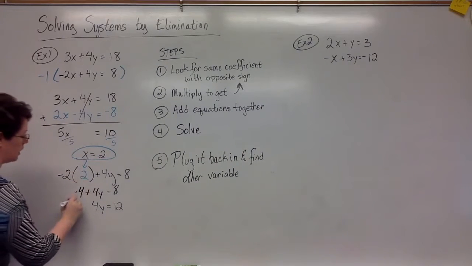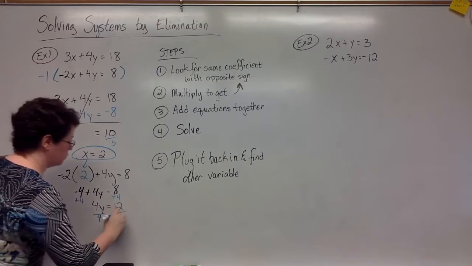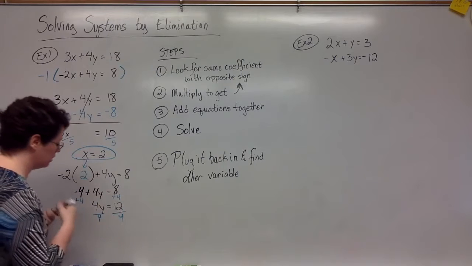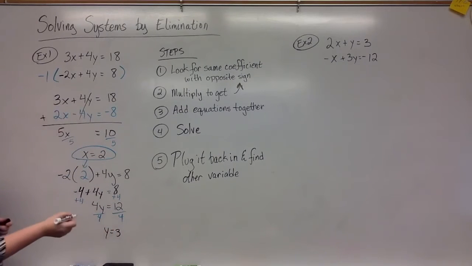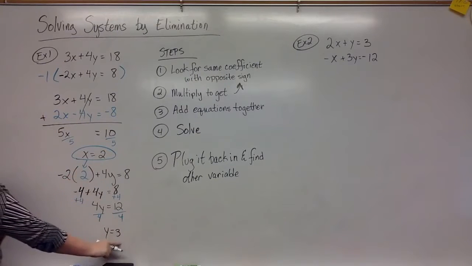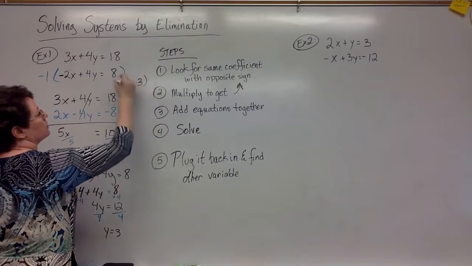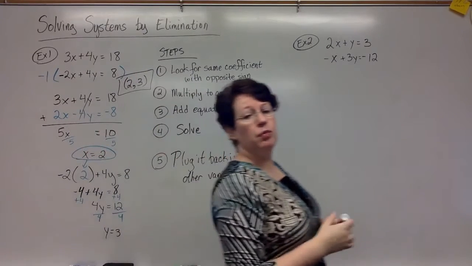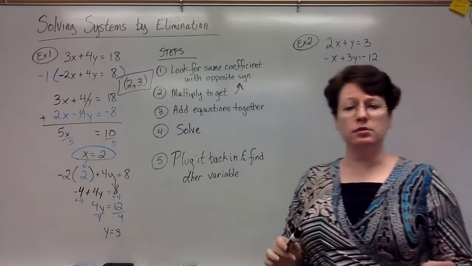And then, let me show the adding the 4. We're going to divide both sides by 4. And what is y equal to? Very good. y is equal to 3. So my answer for my problem is 2, 3. Remember to always write your answer as an ordered pair. All right? Both of them. Always include both. Okay? So same steps.